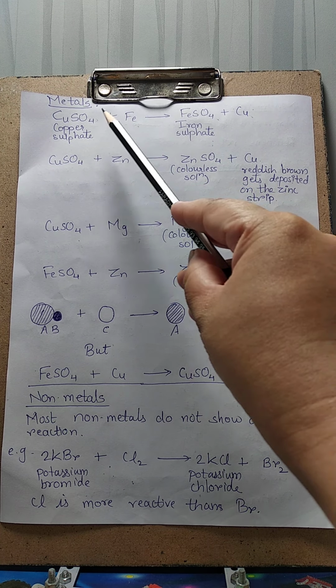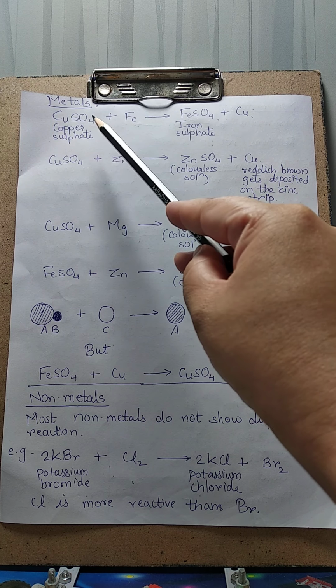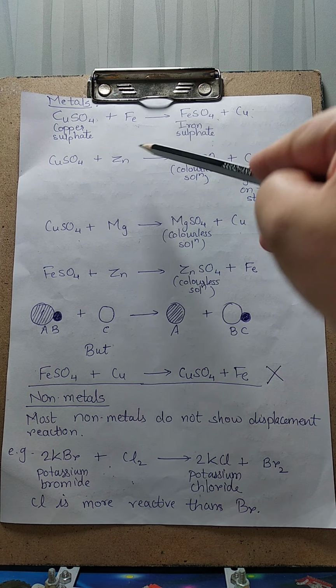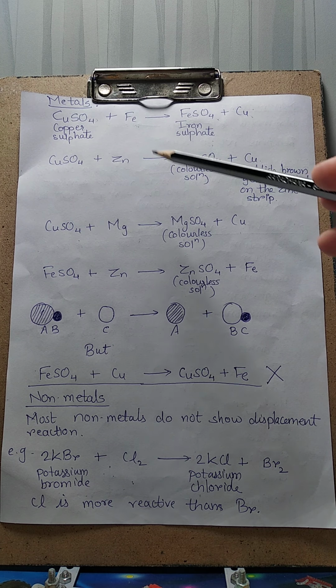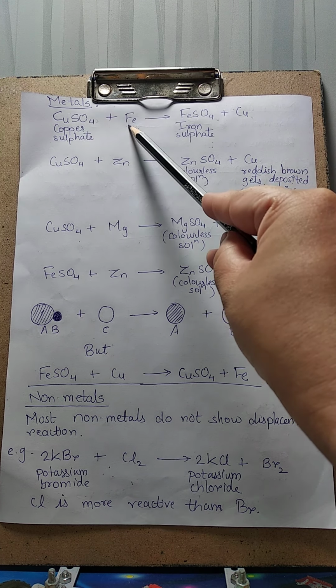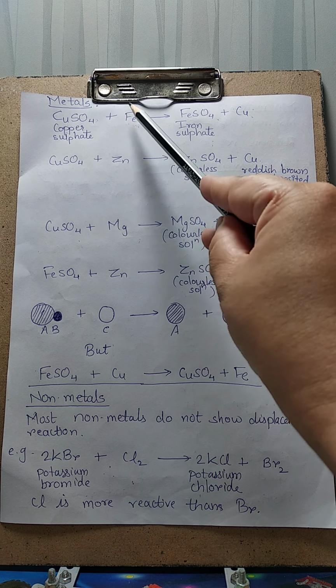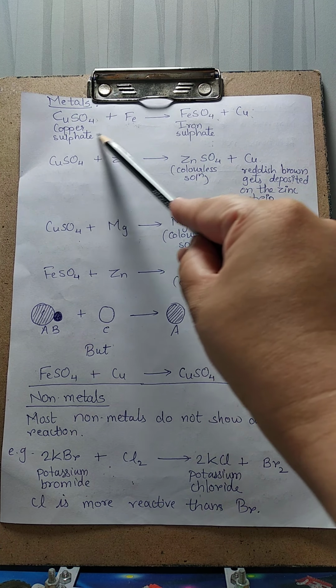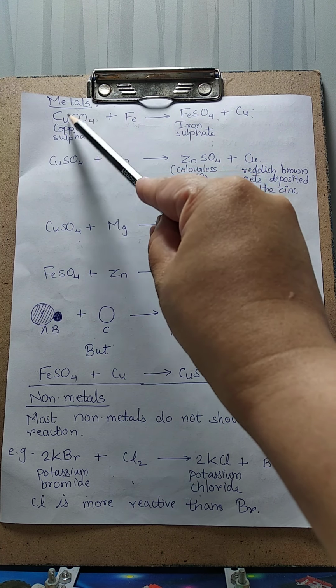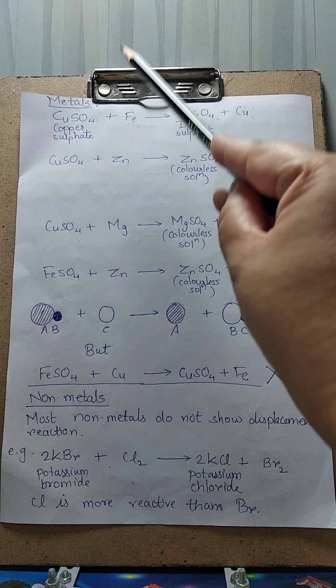Now, why is this a displacement reaction? Because according to the reactivity series, iron, Fe, is placed above copper. So it means iron is more reactive than copper. That is why this iron can replace this less reactive copper from its salt. This is the salt of copper, copper sulfate.